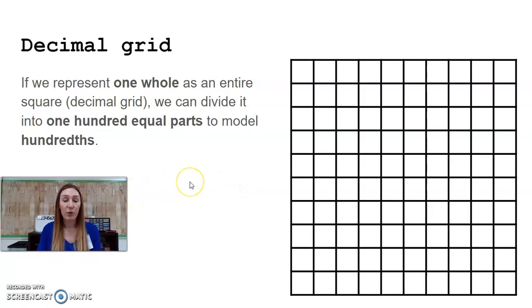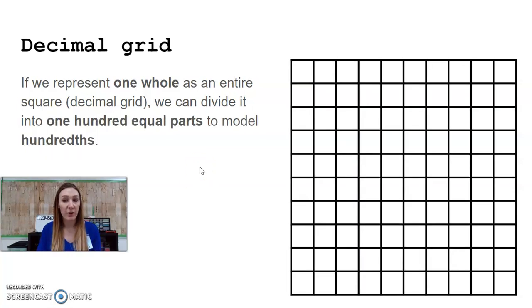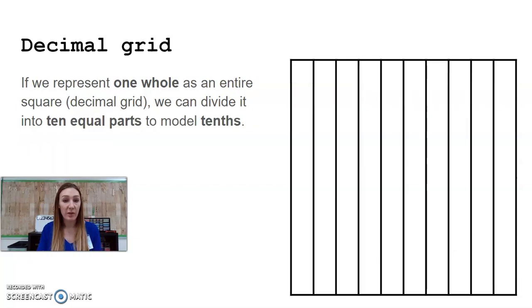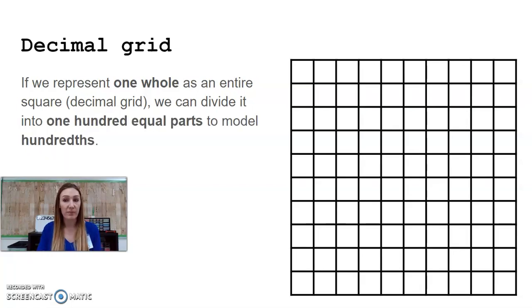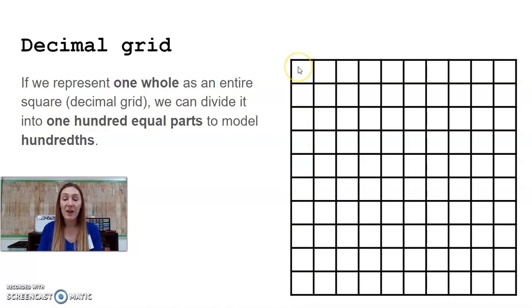If we represent one whole as an entire square, we can divide it into 100 equal parts to model hundredths. So what do you notice from our tenths grid to our hundredths grid? Tenths, hundredths. Each tenth now has 1, 2, 3, 4, 5, 6, 7, 8, 9, 10 smaller pieces inside of it. So we took each tenth and divided it into 10 more smaller parts, giving us a total of 100 parts of a whole.